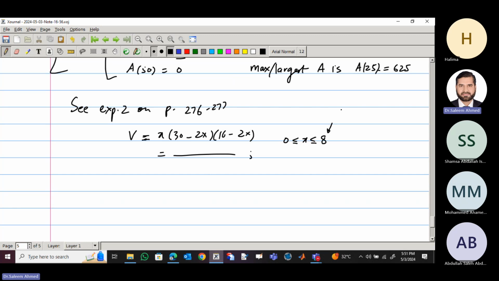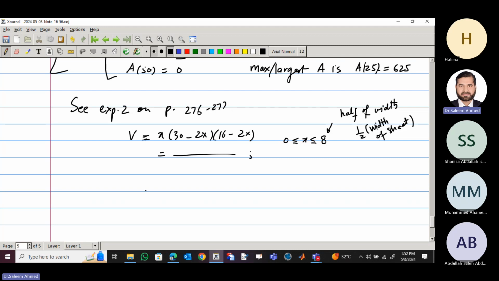So 8 is half of the width, the smallest of both, right? Which is width. Length is actually the bigger one. Width of the sheet, not width of the box. Width of the original sheet, because we are cutting out a square. If 16 is the width, at the most I can take 8, but at 8 my volume will be 0.